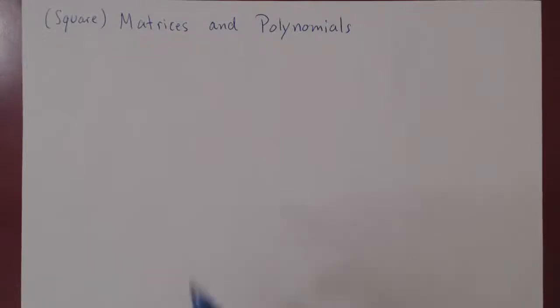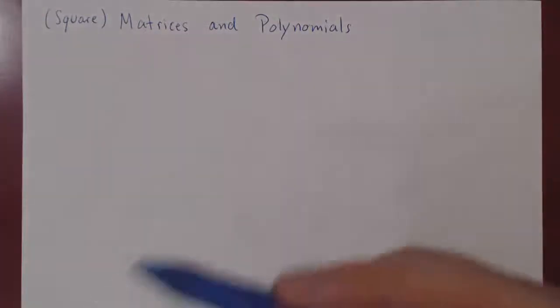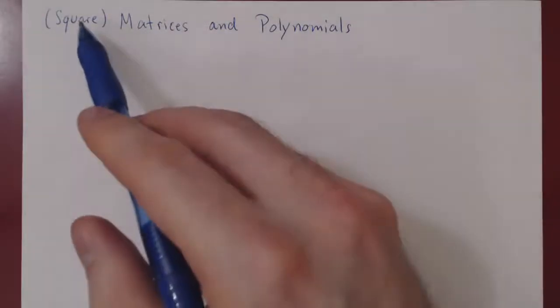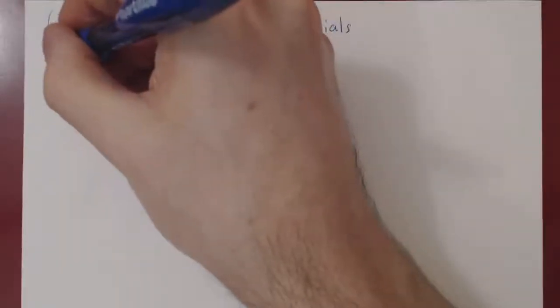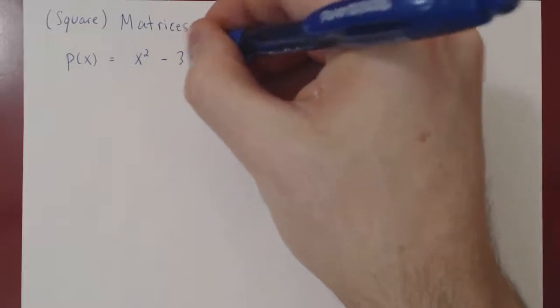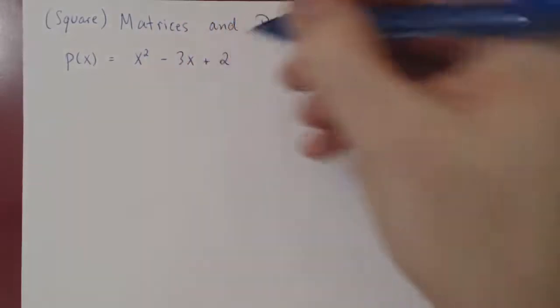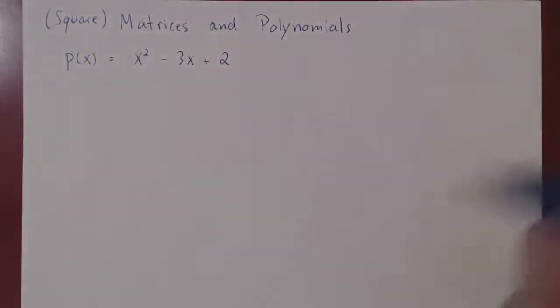Okay, so in this video, we will discuss matrices and polynomials. Now, we will be taking powers of a matrix, and so the matrix must be a square matrix. So let's consider a simple example. Take a polynomial, p of x, say x squared minus 3x plus 2, right? You could replace x by any kind of real number that you want.